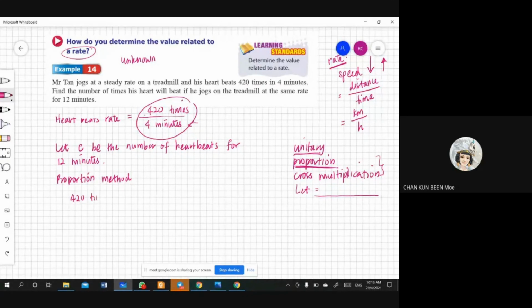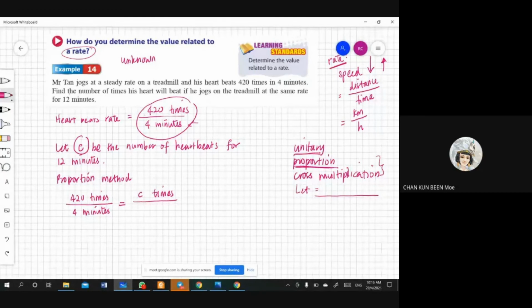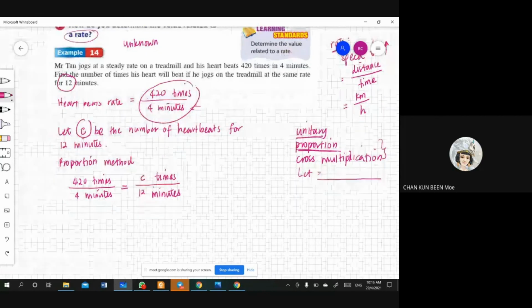So I'm going to write down 420 times in 4 minutes. So you equate it, make it equal to how many times, meaning that C times, because you make assumption there, let C be the number of heartbeats over. Okay, now it is in 12 minutes, so change it to 12 minutes. Okay, now we can solve it already.